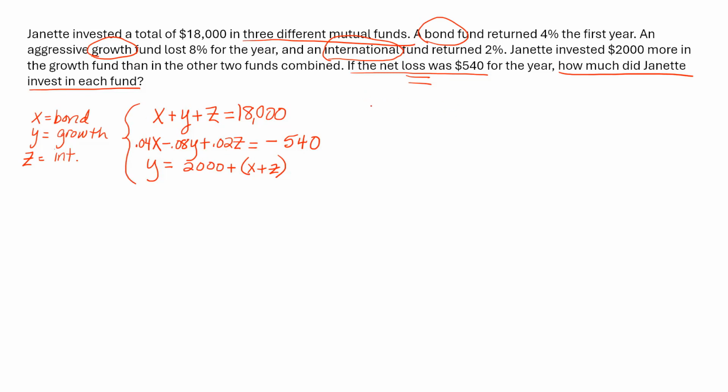Now we just want to get them looking a little easier to work with. The first one's fine the way it is, x plus y plus z equals 18,000. The second one, I'm going to multiply by 100, so I don't have those decimals.